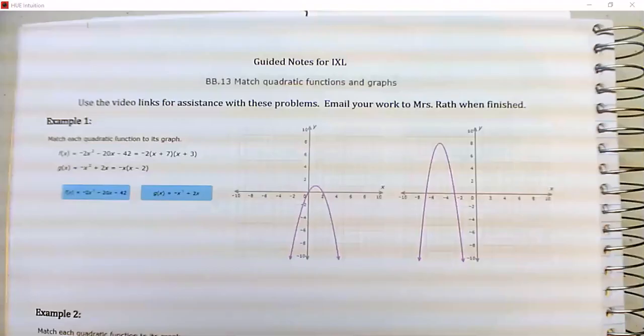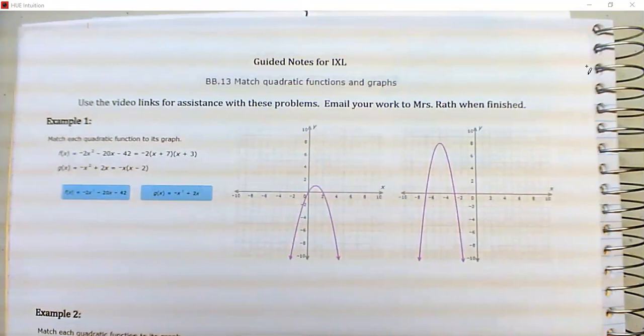Hey everybody, I'm going to give you a little video help on IXL BB.13. It's called Match Quadratic Functions and Graphs. Okay, so this kind of tests your knowledge of quadratic functions and what they look like compared to the parent function. Think about when we did transformations, the different ways that we can change up the parent function of a quadratic. So some things to look out for are stretching and compressing.